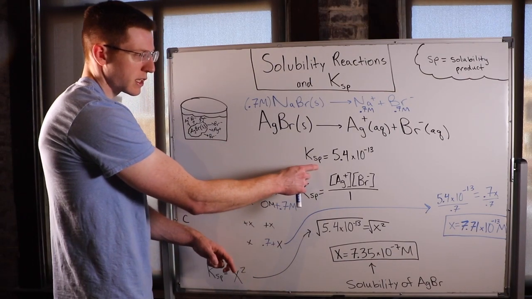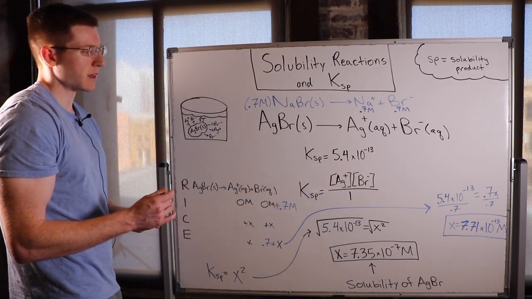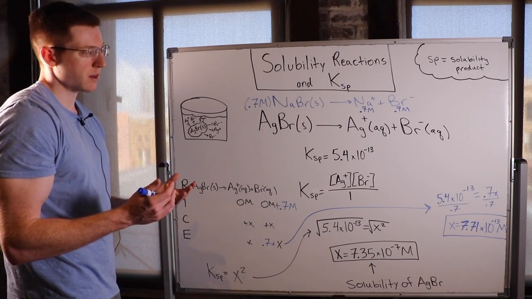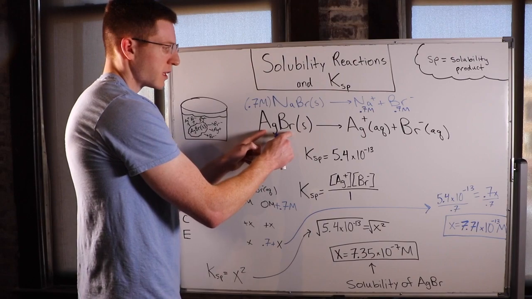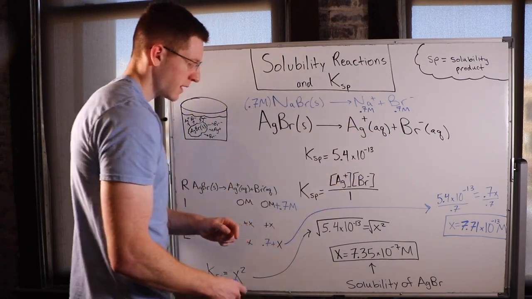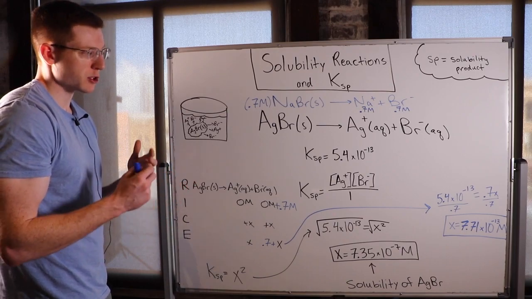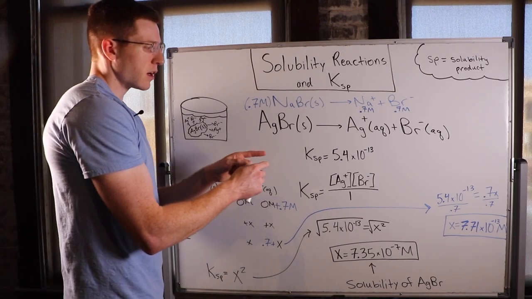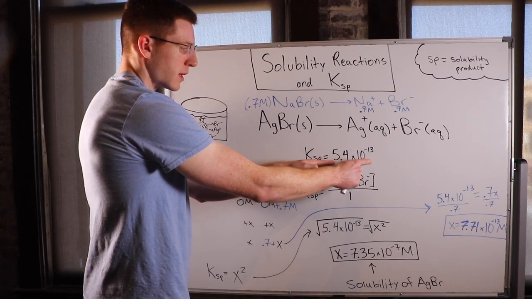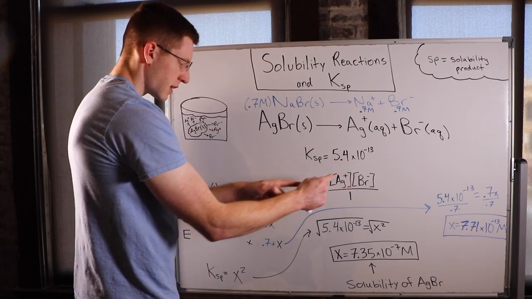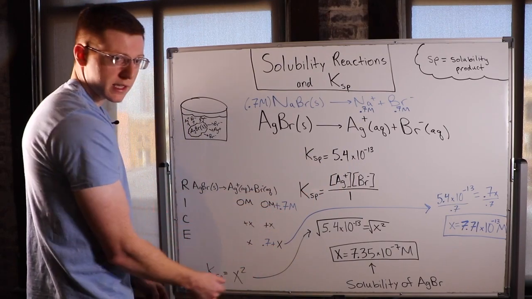And take a look at this KSP. This is a very, very small number, right? And that's a testament to the fact that silver bromide is not soluble. A very, very small KSP means that very little of this is going into products. But that allows us to use what's called the shortcut rule. And remember, the shortcut rule says that if I take 100 times the K, so 100 times 5.4 times 10 to the negative 13, if that's less than 0.7, then I can forget about this plus x here.